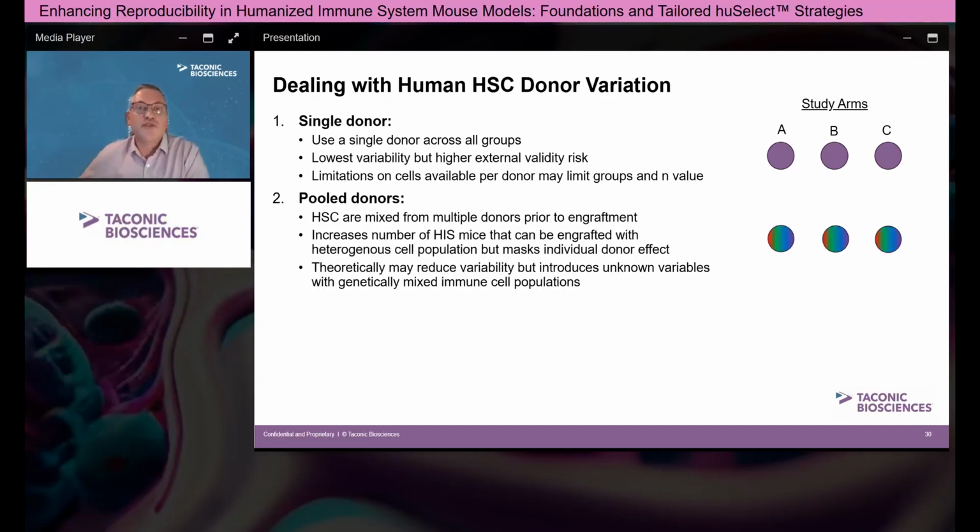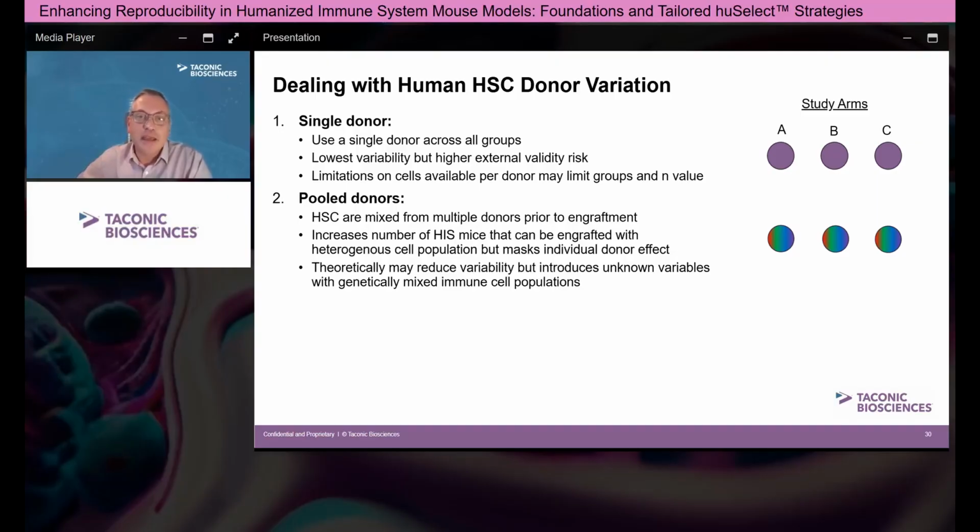An approach that some groups like to use, though it's certainly not one that I typically recommend, is pooling donors. So if you take hematopoietic stem cells from multiple different donors, pool them into a heterogeneous mix and engraft that mix. Of course, this is one way of normalizing variation across all engrafted animals. By using a pooled sample, you can engraft many different individual mice from that one pooled sample.